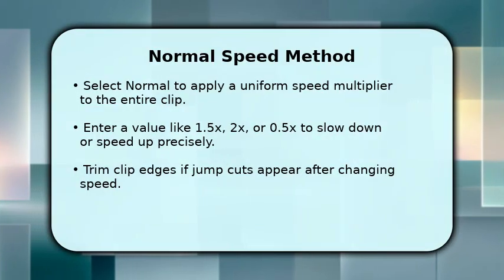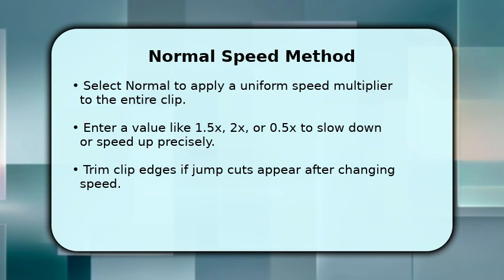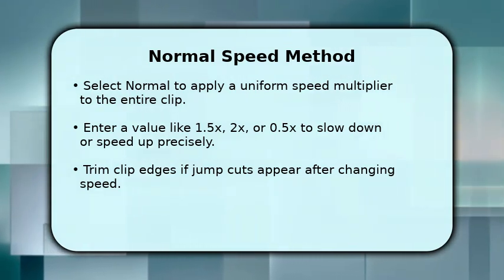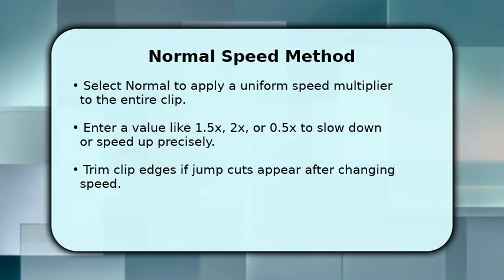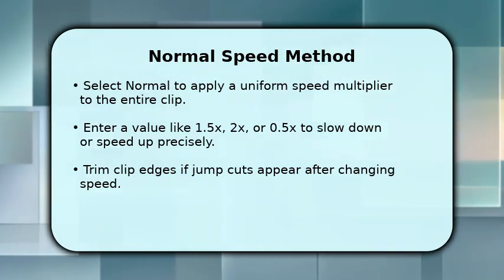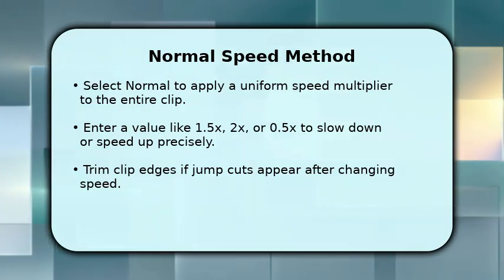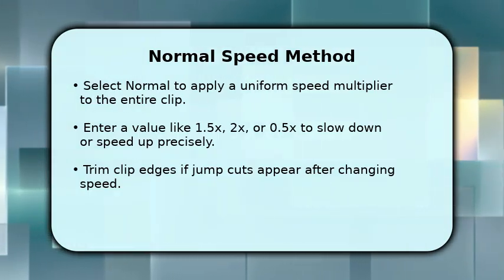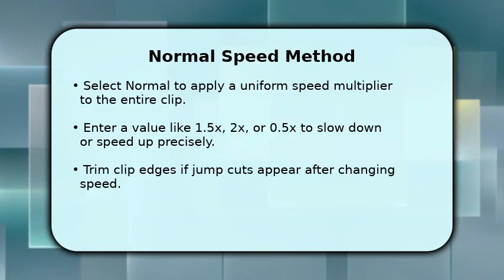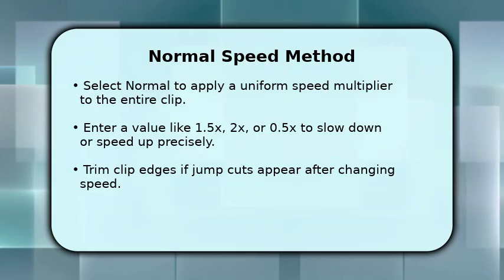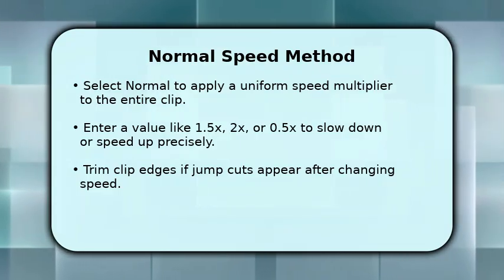Using normal speed is fast and precise, perfect for consistent tempo changes. Tap speed, select normal and type a multiplier like 1.5x or 2x to accelerate or 0.5x to slow down. Check audio sync and consider detaching audio if you need independent control. Trim or add transitions to mask abrupt jumps. This method is great for quick edits, time lapses, and syncing visuals to pacing needs.